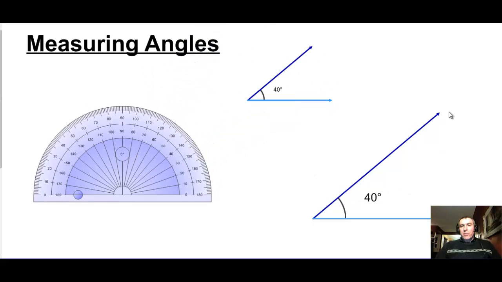So angle measurement does not change based on the size of the lines. The lines have no difference on it. The angle measurement is just based on the rotation from the baseline to the new line. So it's all based on a rotation, and no matter how big it is, it can still have the same angle.